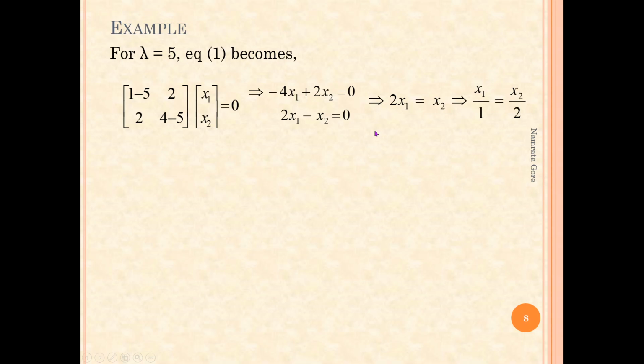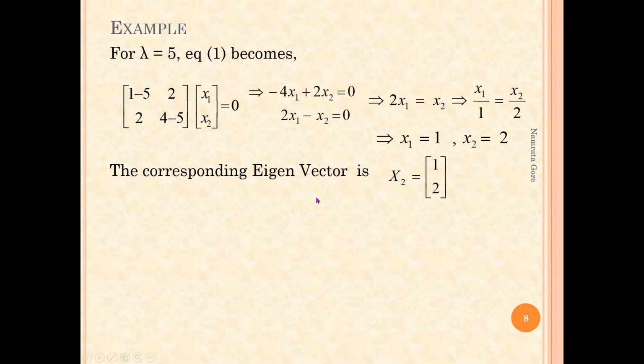Again, if we observe, both the equations are the same. If I divide this particular equation by minus 2, I will get 2x1 minus x2 equal to 0. Solving it, we get x1 as 1 and x2 as 2. So this is my second eigenvector, x2 equal to (1, 2). So corresponding to the eigenvalue lambda equal to 5, this is our eigenvector (1, 2).